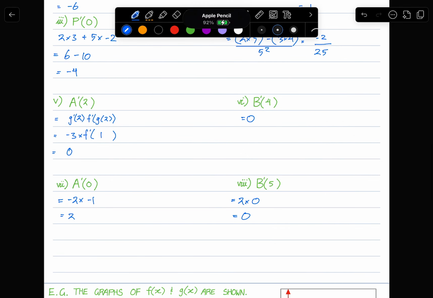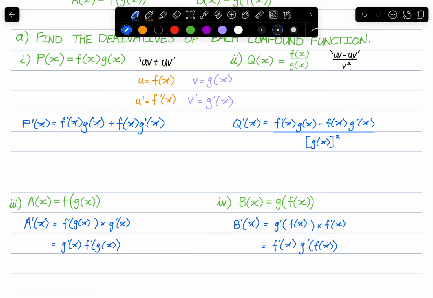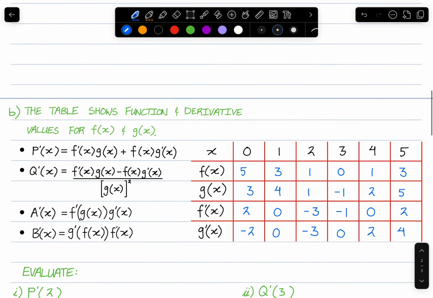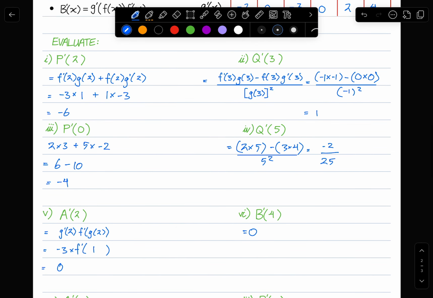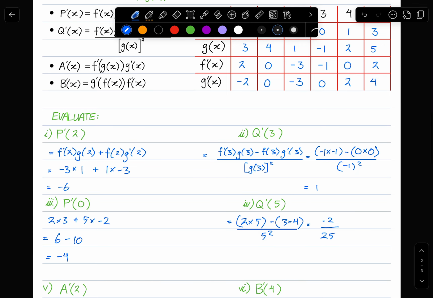And that's how we operate. Well, that's how we would work with these generic expressions. And yeah, this is hopefully a good reminder for you with how these compound functions work, or composite functions as well.